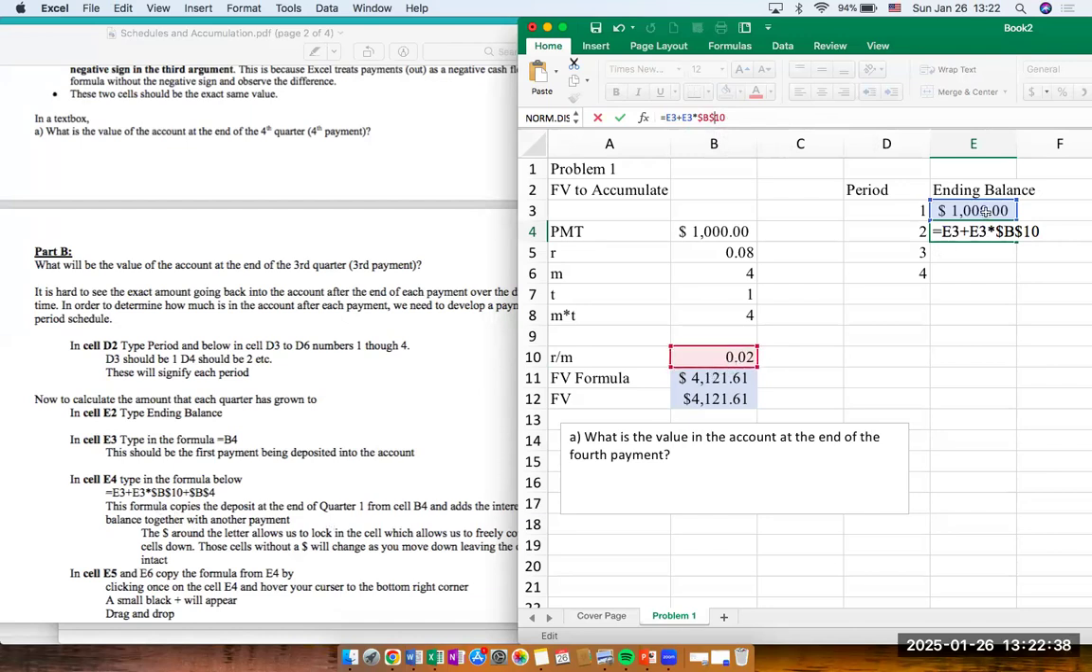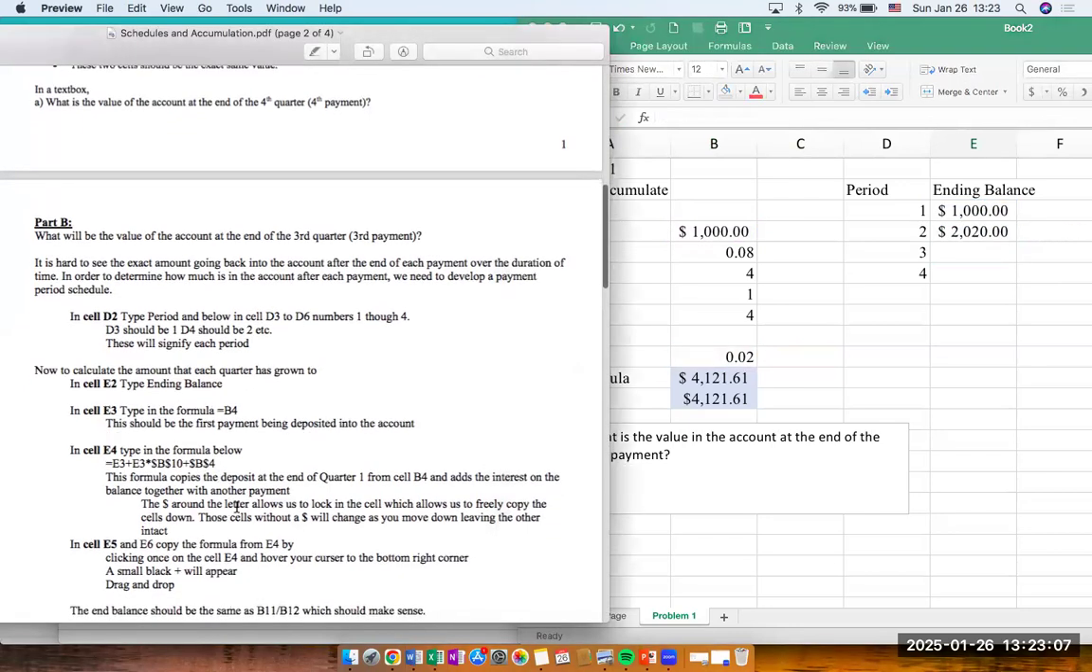So we're going to multiply the balance previous to your compounding rate, and then we are going to add that to one more payment. Add that to the payment. And again, we want to lock that value in with the dollar sign. Go ahead and hit enter.